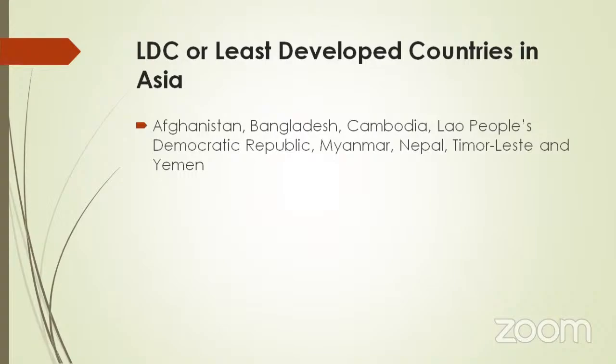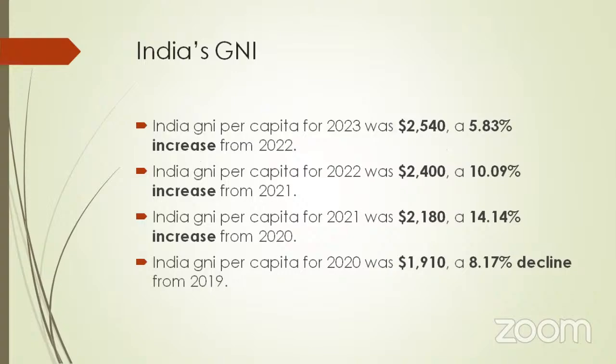For example, if you look at India, these were India's GNI figures from 2023 back to 2020. If you notice, in 2020, India's GNI fell by 8.17% from 2019. That was possibly because of COVID or other factors, but it has subsequently been increasing. Though the 2023 increase was not as much as 2022 over 2021, because that was when the lockdown opened, and suddenly it expanded and then settled down at a 5.83 increase from 2022. So this is India's GNI.